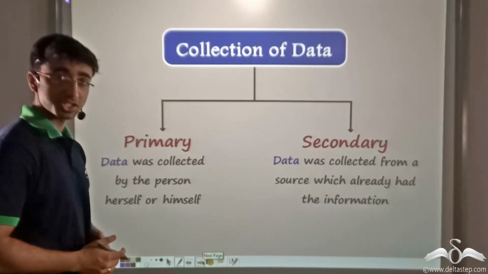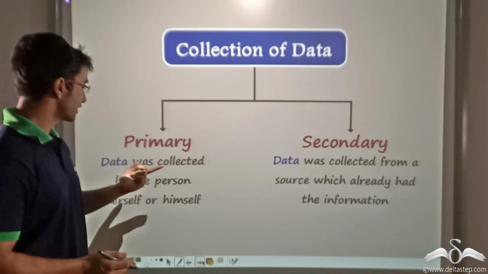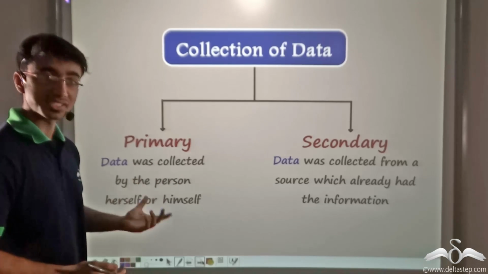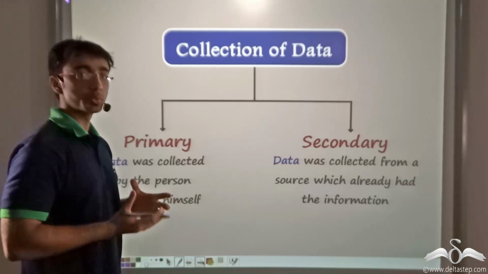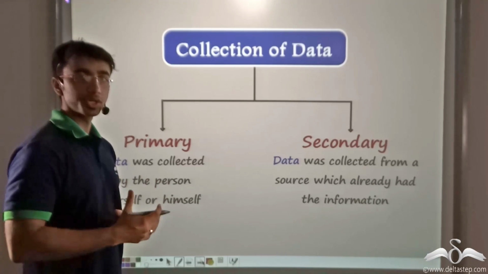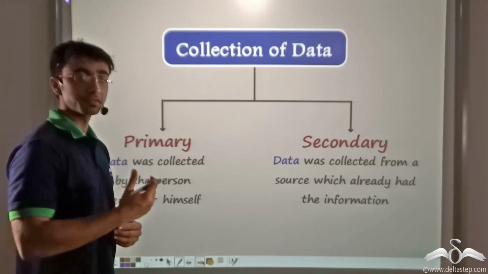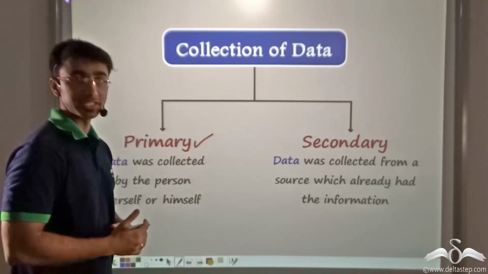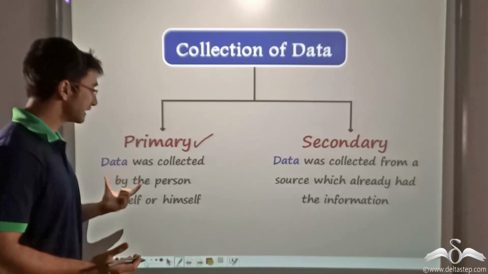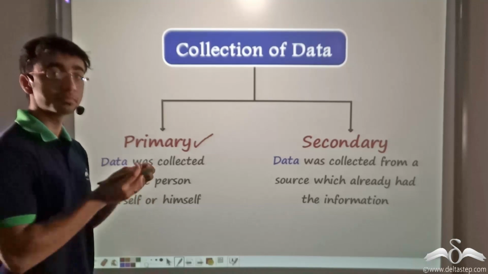So what is primary collection of data? Data that was collected by the person herself or himself is known as primary collection of data. In the example which we have considered, the employee going around asking people what flavor of beverage they want, that indicates primary collection of data. Why? Because the data that was collected did not exist previously.